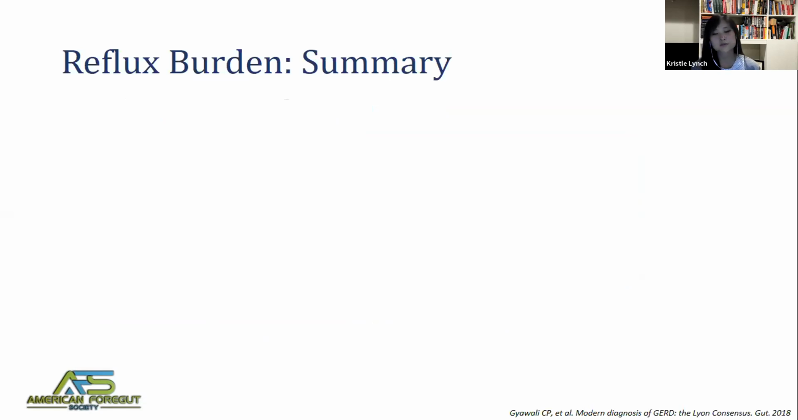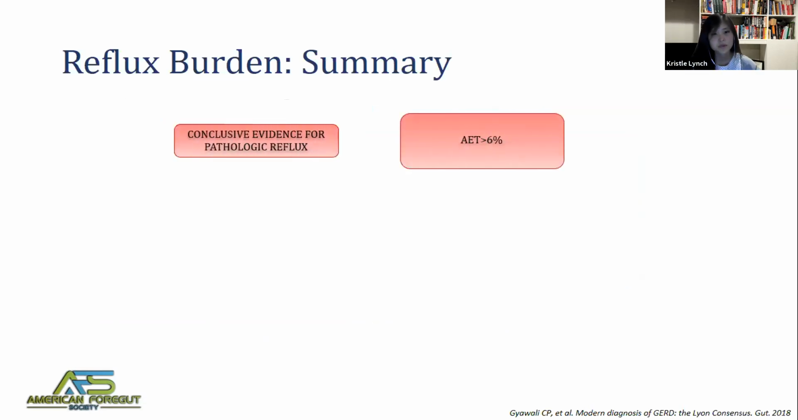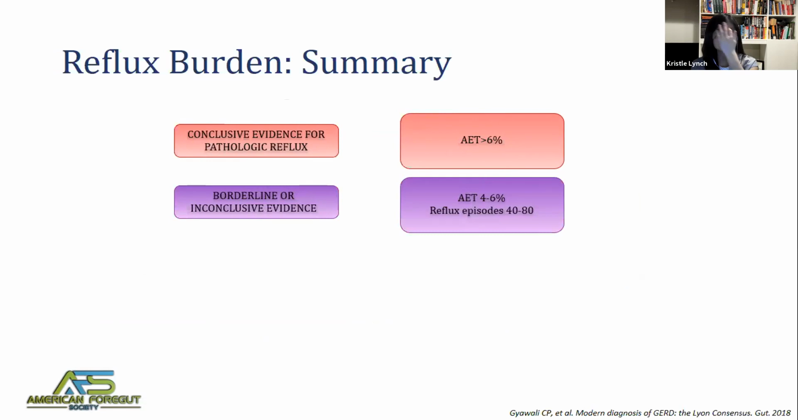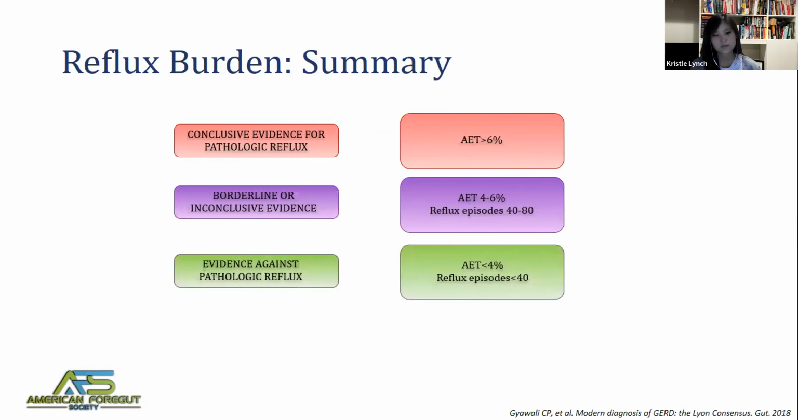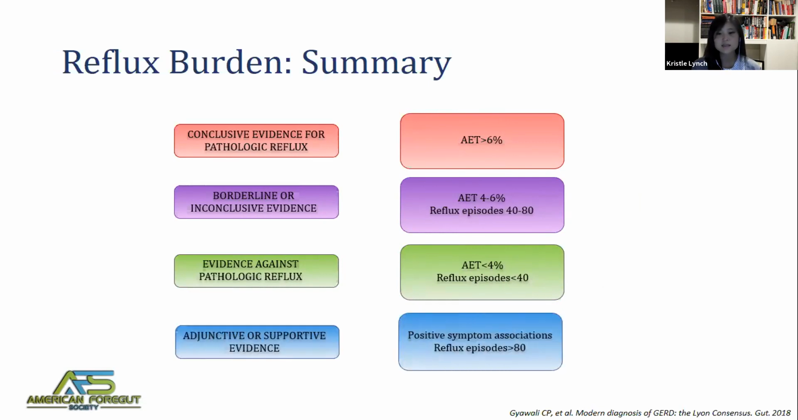So in summary, for the reflux burden, I would say that conclusive evidence for pathologic reflux is when the AET is above 6%. Borderline or inconclusive evidence would be our gray zone. And then evidence against pathologic reflux are when the AET is normal or the reflux episode number is low. And then some supporting evidence would be our positive symptom association indexes and when the reflux episodes are elevated.